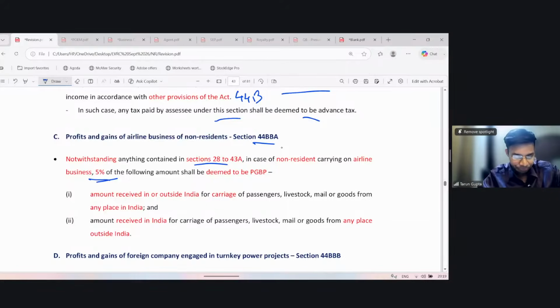The amount is same. Amount received in or outside India for carriage of passenger, livestock, mail, or goods from any place in India, or amount received in India for carriage of passenger, livestock, mail, or goods from any place outside India. Clear? In case of shipping, also 44B used to cover these two amounts. 44BBA also covers these two amounts, right? However, for 44B, the presumptive rate was 7.5%, but here the presumptive rate is 5%.